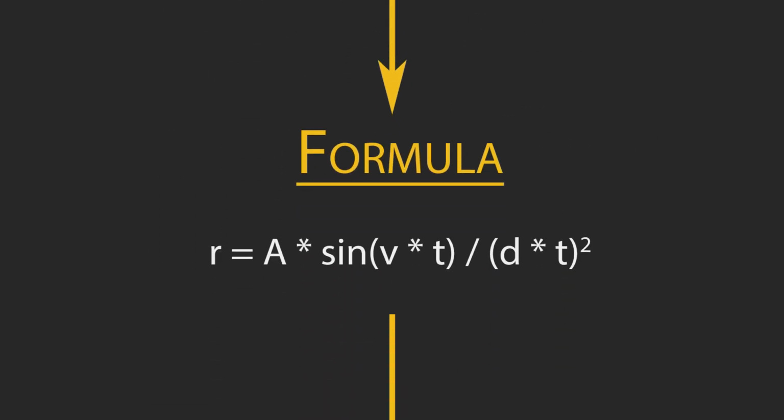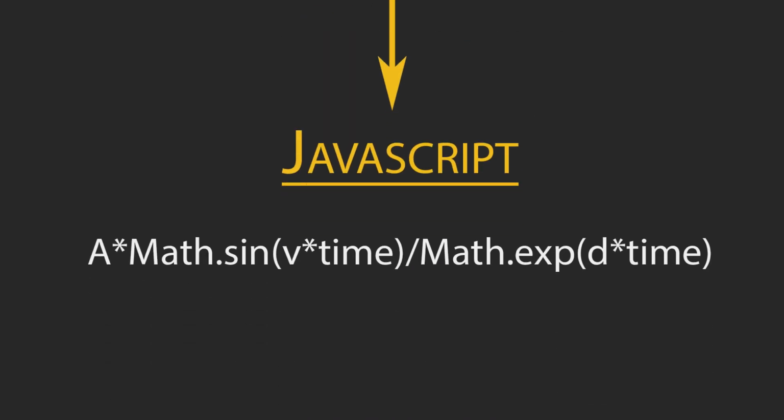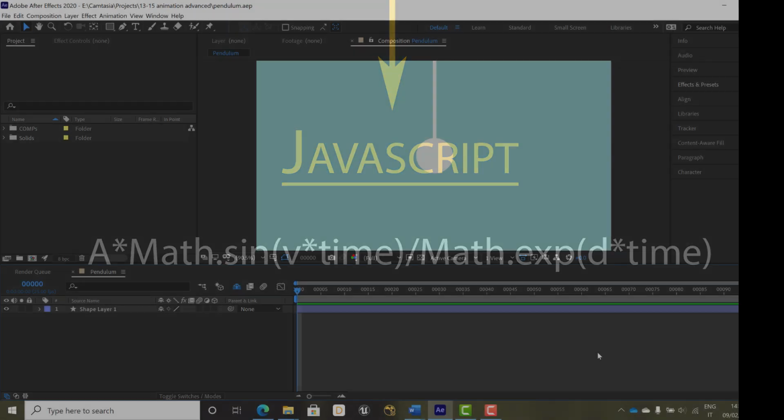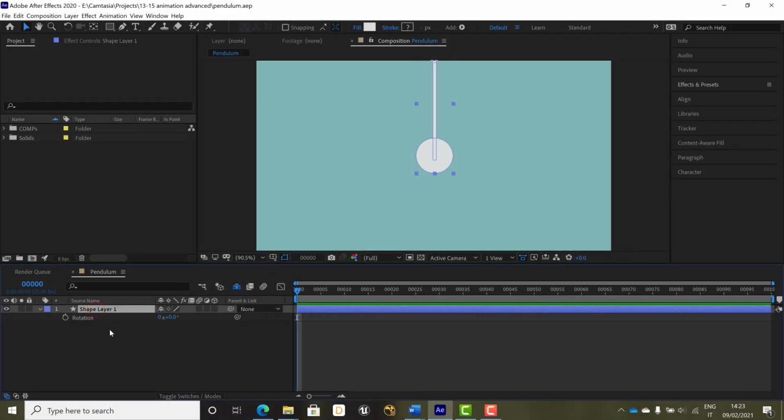With these three variables, we can create this expression for the rotation parameter of our shape layer. R equals A multiplied by the sine of V times t divided by e to the power of d times t, which translated into JavaScript is like A times Math.sin of V over time divided by Math.exp of d over time, where A, V, and d are our variables. Let's apply this principle to our animation.